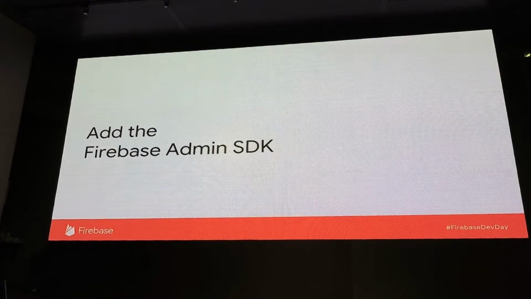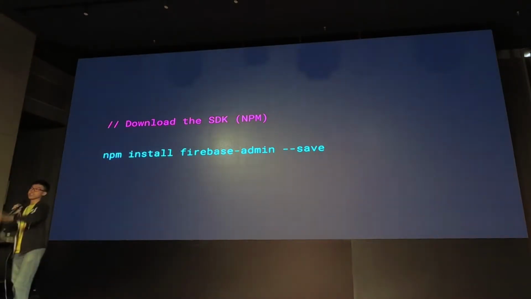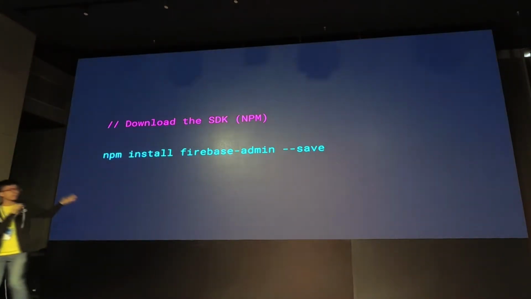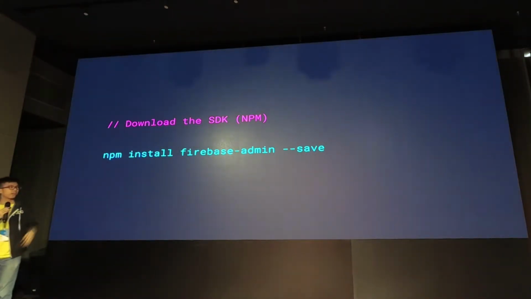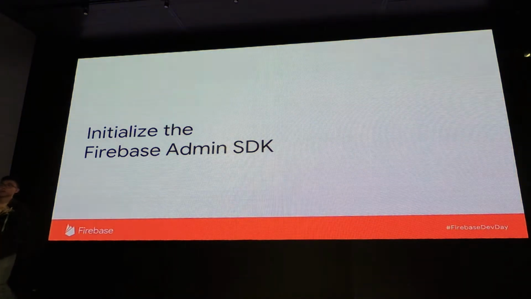To use this kind of SDK, you always just need to npm install everything, right? Of course, you can use yarn, it's alright. Either use yarn or npm. Of course, you could also download the zip file and extract it yourself, but please do not do that. In this case, since it's Node.js, you just npm install, done. We have the Firebase Admin SDK inside our server already.